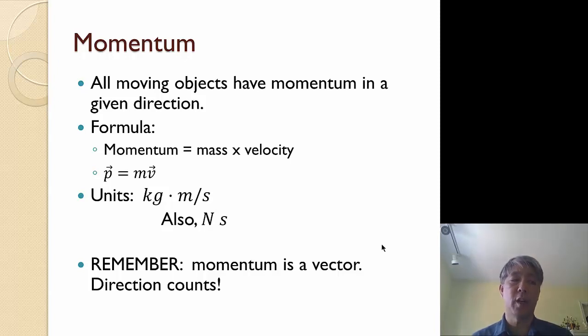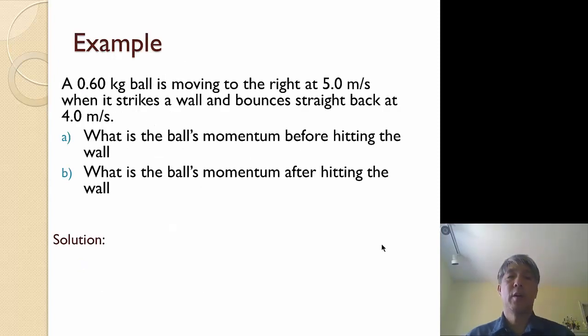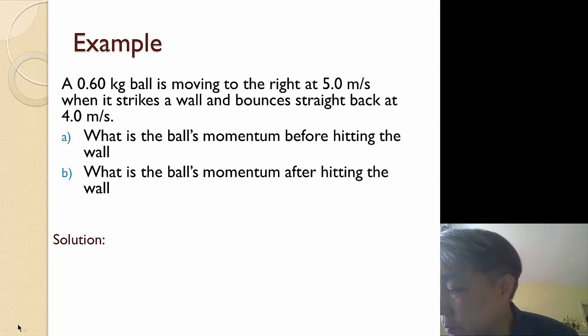Pay attention to the direction. Anytime we have vectors, the direction is important. So, for example, I have a 0.60 kilogram ball and it's moving to the right at 5 meters per second. When it strikes the wall and bounces straight back at 4 meters per second. Okay, so let's draw the picture.